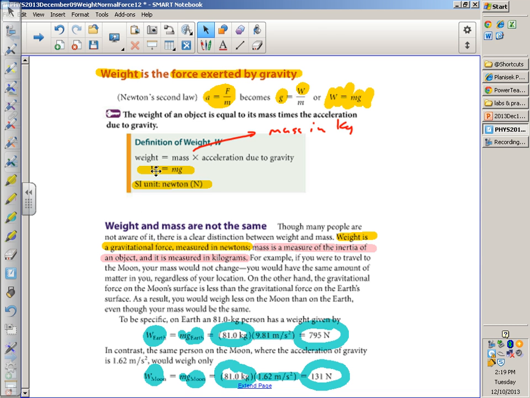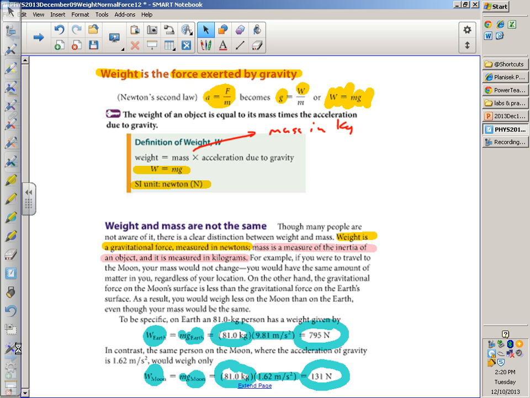We talked about the idea that you can calculate the weight of an object, or how hard gravity is pulling on it, by taking the mass of that object and then multiplying it by the acceleration of gravity. Here on Earth, that number is 9.81. Okay? That number will give you the force that gravity is pulling on, and that's why weight is measured in newtons, because it is a force.